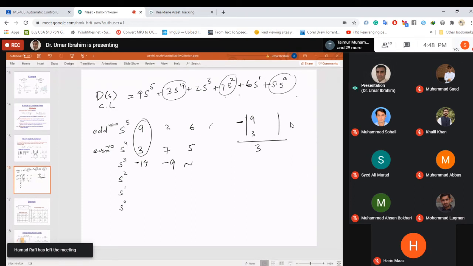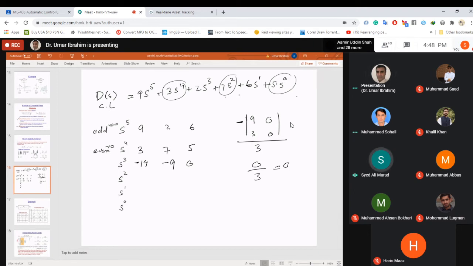Since we do not have any other values in this table, you can treat it like this. To find this value, you will have to use this column, which doesn't exist, so we can place 0, 0, and this will become 0 divided by 3, which is equal to 0. So you can simply write 0 or write nothing. That is fine. Clear till here, students? Yes sir, clear. Yes.